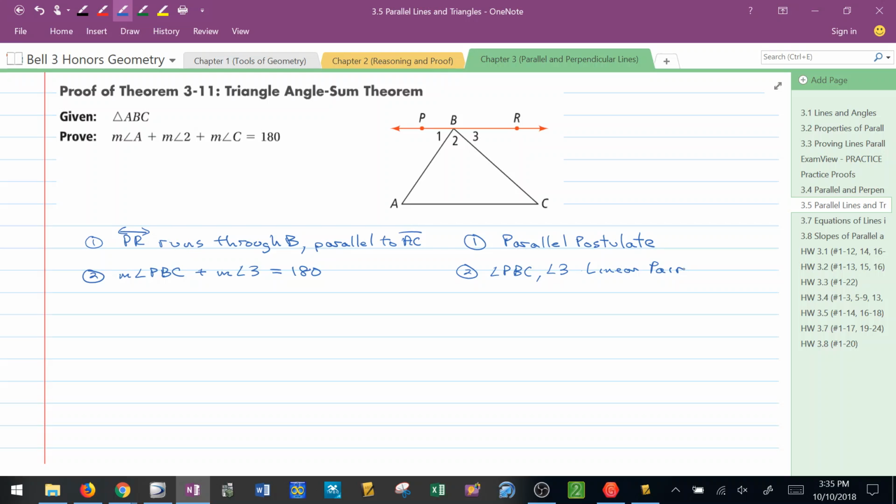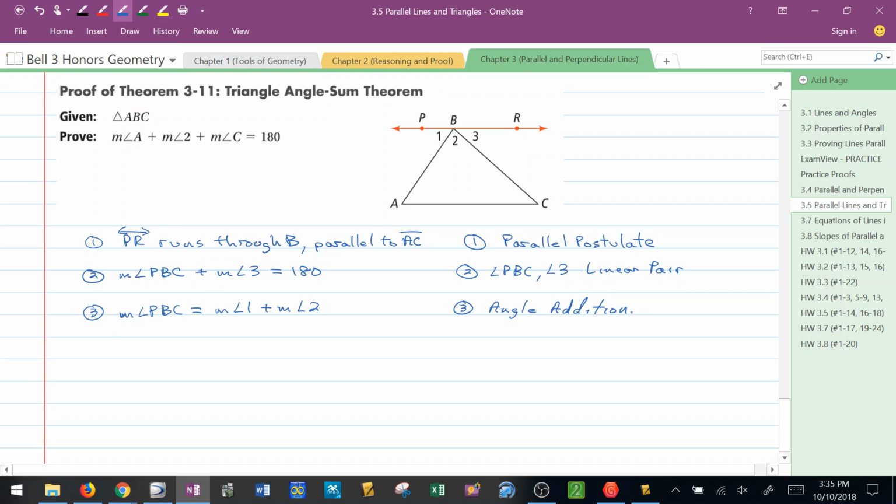All right? Now, I also know that this is true from my picture. I know that the measure of angle PBC is the measure of angle 1 plus the measure of angle 2. I know that to be true because of something we learned a while ago called angle addition. So angle addition allows me to make that claim.